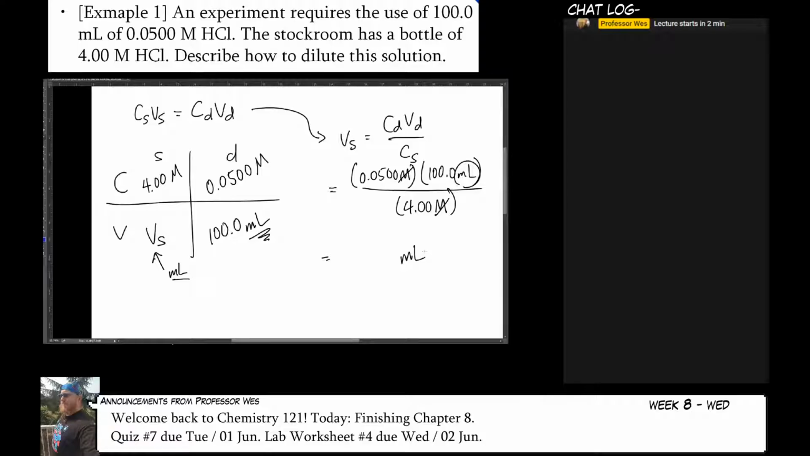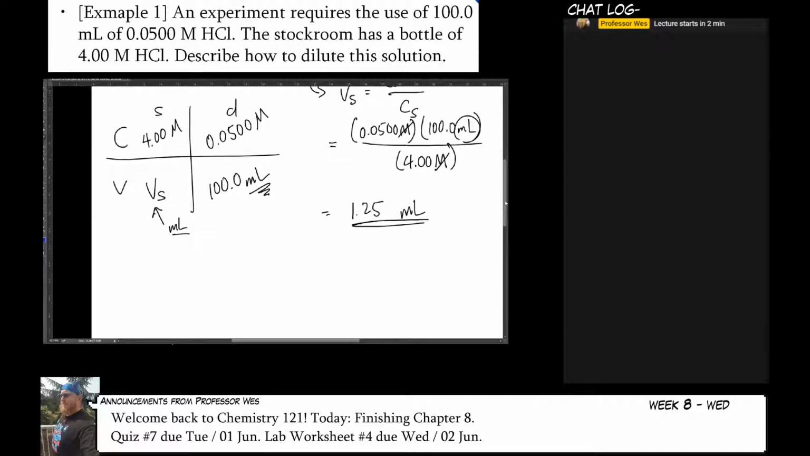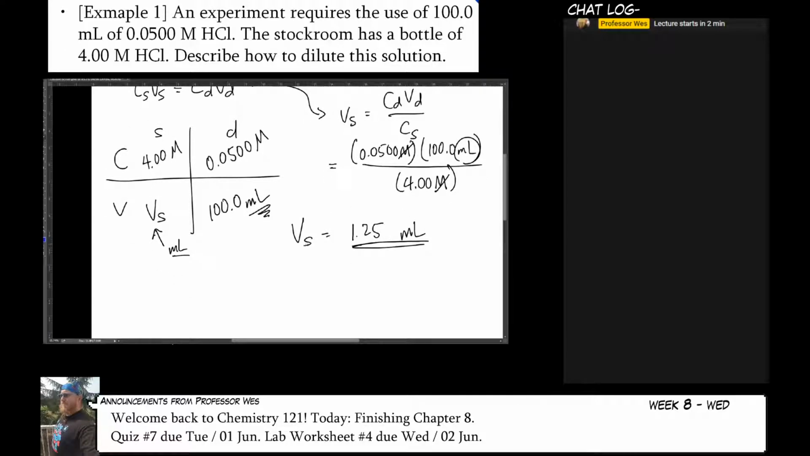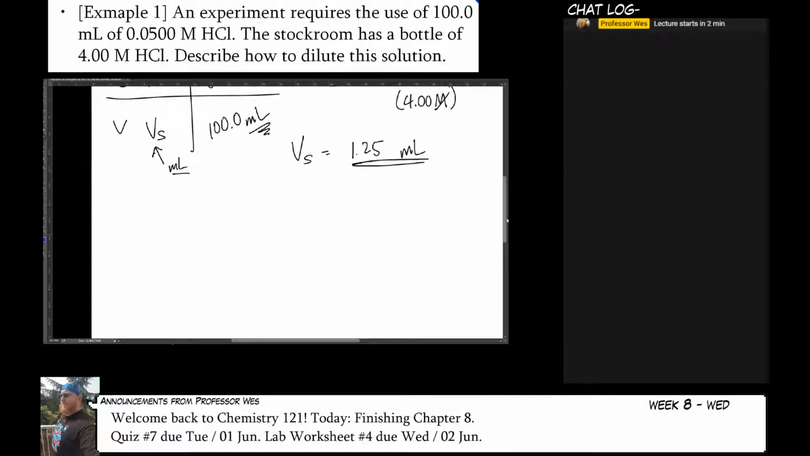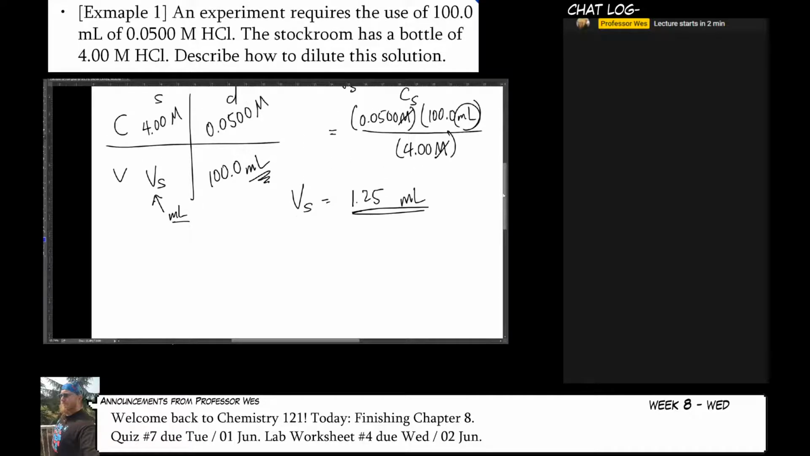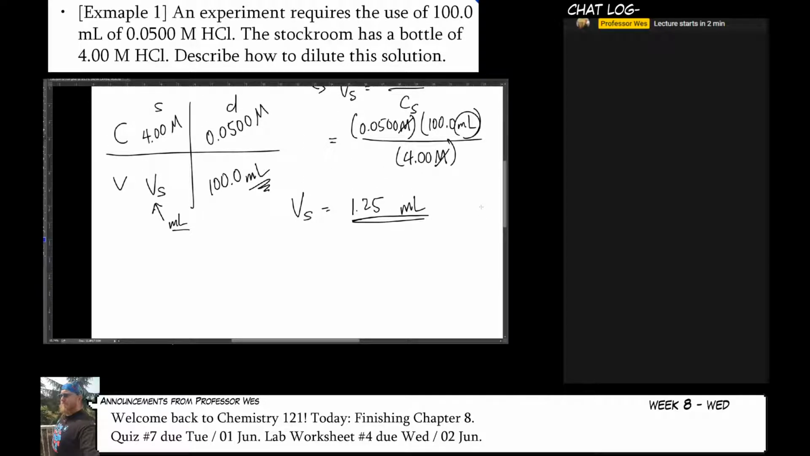0.05 times 100 divided by 4. And I got 1.25 milliliters. Okay, I got a number, but what does this mean? So this is what my volume of stock solution is. Let me leave the calculation on there in case you need it.